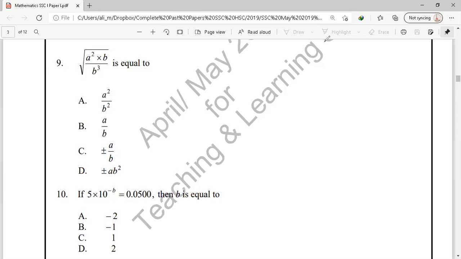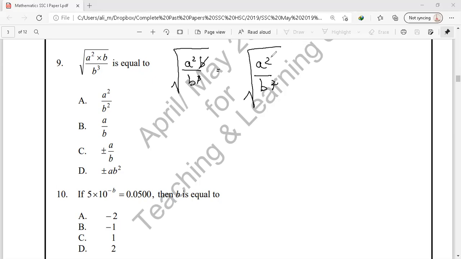So let's see question number 9. In question number 9, we have to simplify the expression a squared into b over b cubed, and the square root of this whole expression. So we can simply cancel out this b. So we will get a squared over b squared under this square root, and these squares will be cancelled out with their roots. So we will get a over b, that is the correct answer. So question number 9, the correct answer is option B.